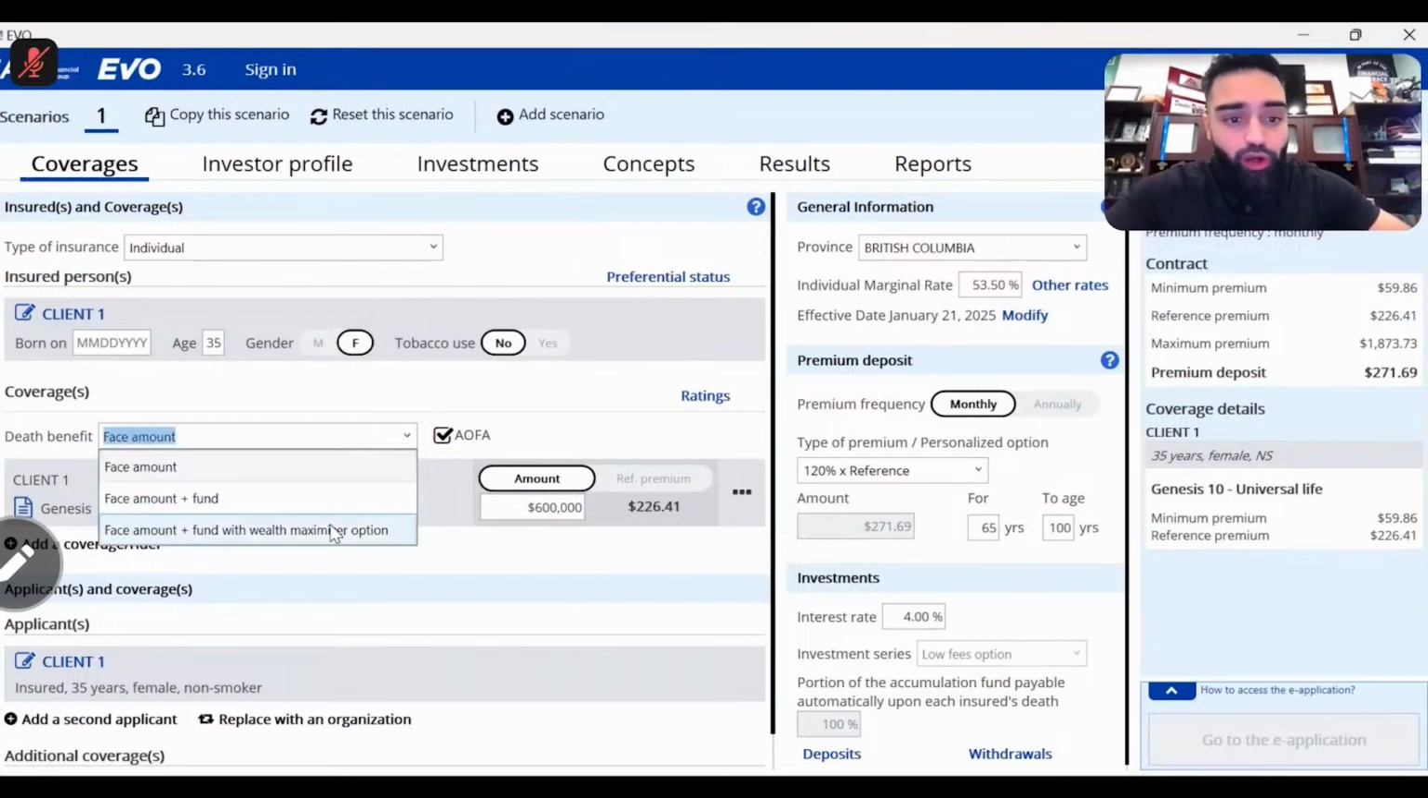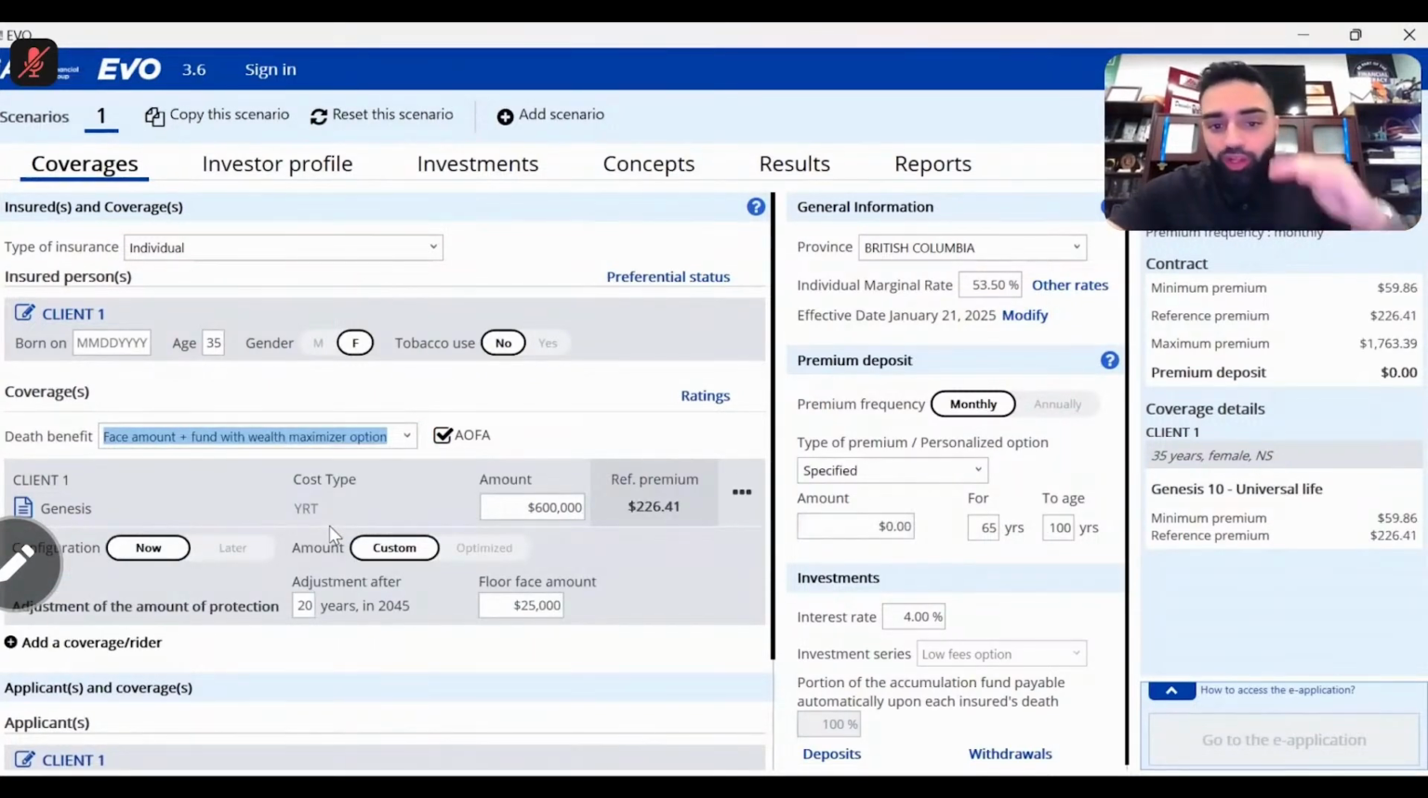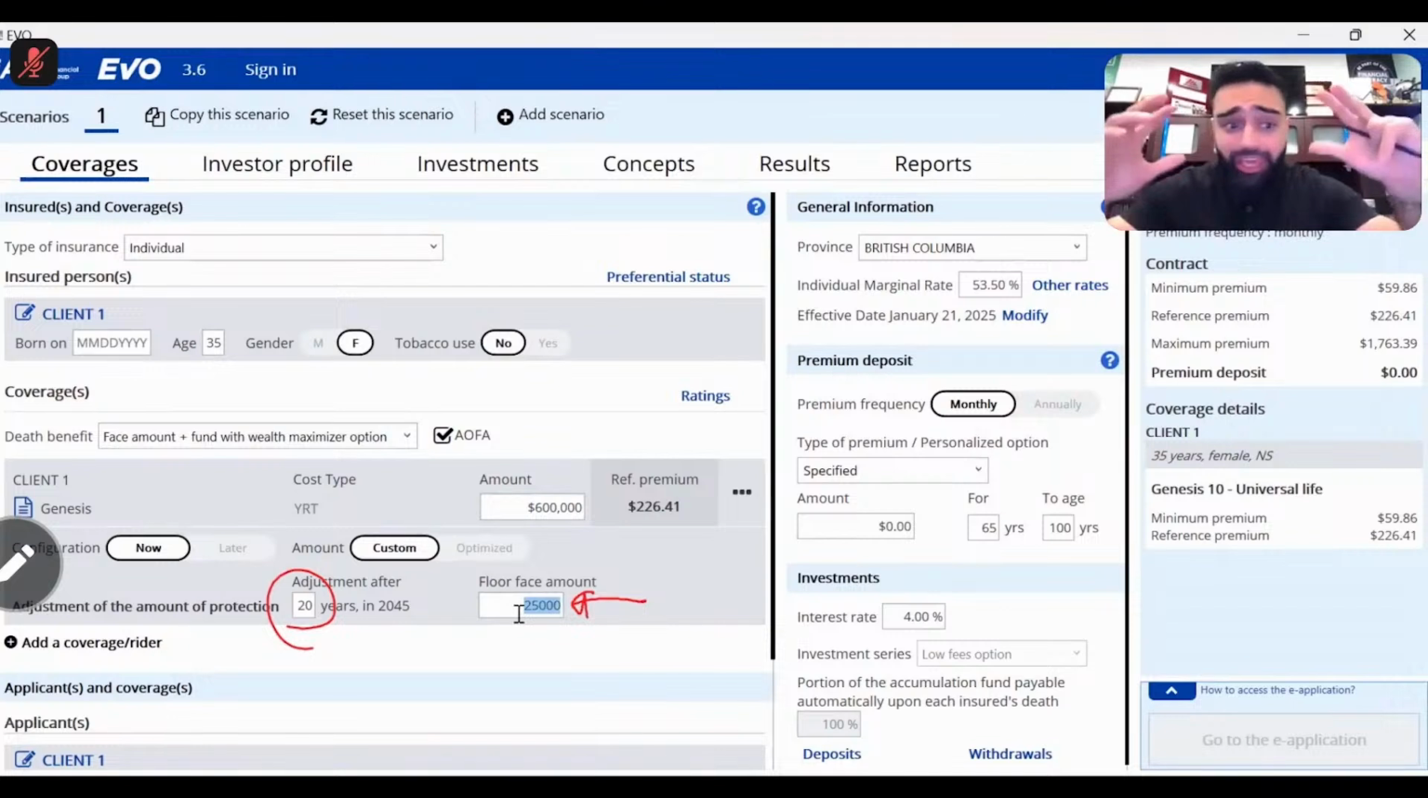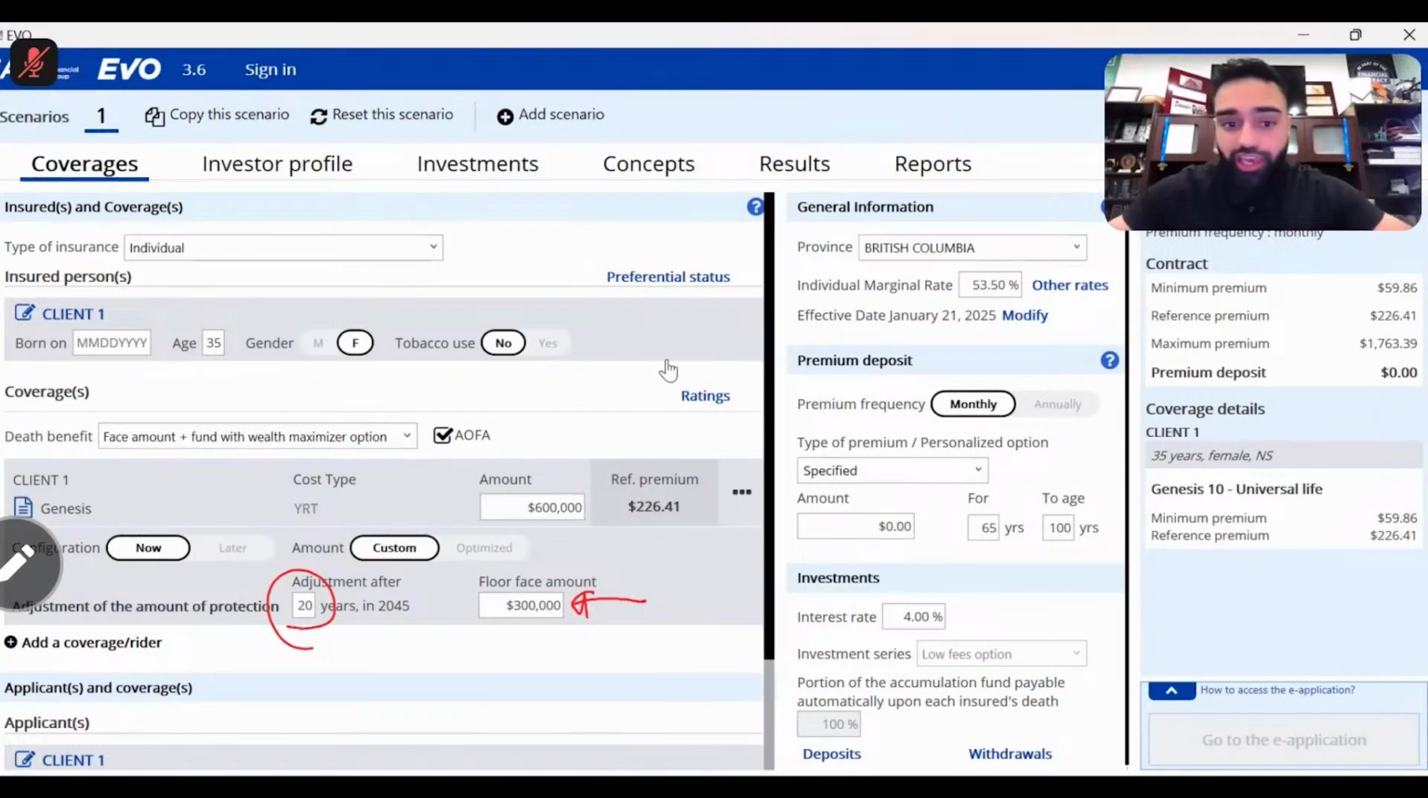And what I do here is wealth maximizer option. What this will ask the computer is basically right over here, in 20 years, how much insurance coverage do I want this person to have? What is the floor amount they're going to have? I can change this from 25,000 to, let's say, in 20 years, their mortgage is going to be paid off. The kids are grown up. They no longer need $600,000 of life insurance. Here, I can drop it down to $300,000 of life insurance coverage. So they go from 600,000 to 300,000.